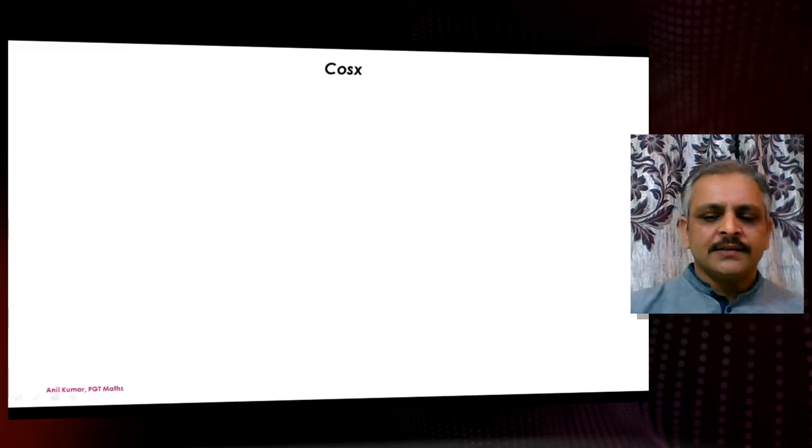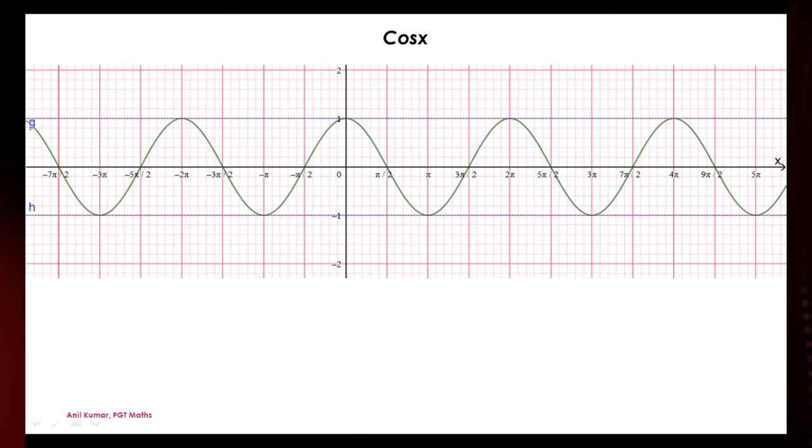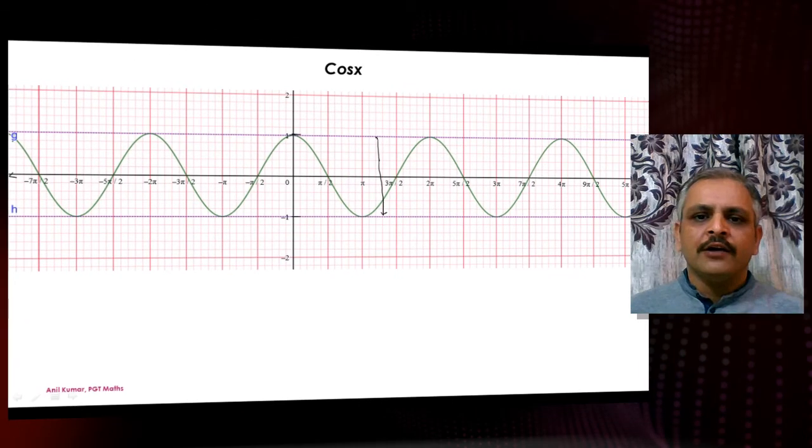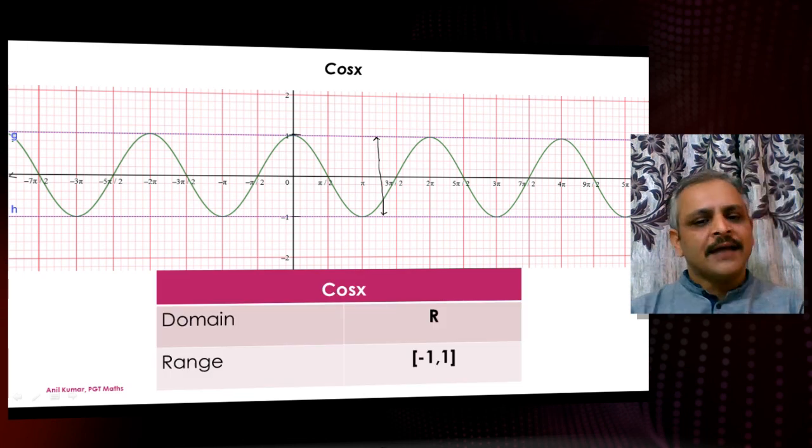Let's see about cos x. Here is a sketch of cos x. Like sine, for all values of x the curve exists, so the domain will be all real numbers. Whereas the value of the function lies between -1 and 1, so its range will be from -1 to 1. All the values of the function lie from -1 to 1, so the range will be the same as sin x, that is -1 to 1.